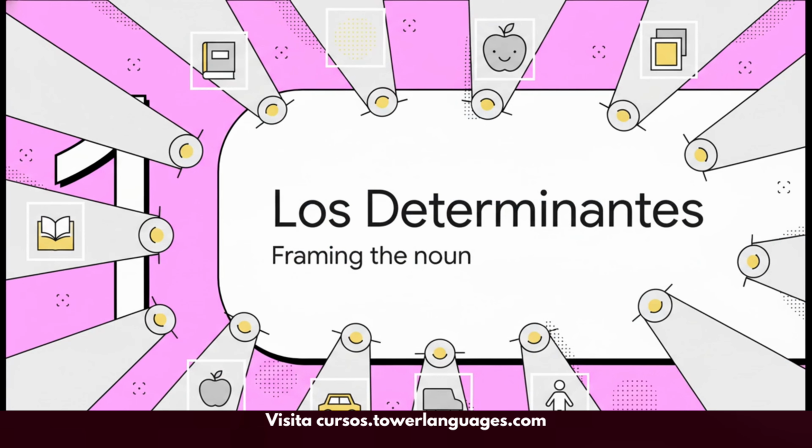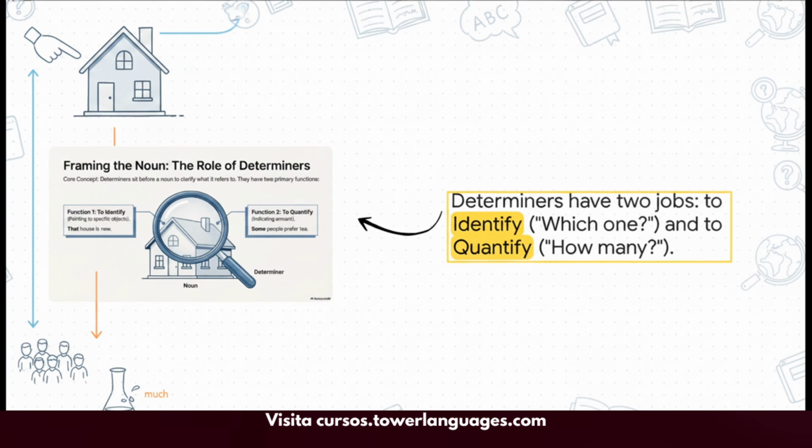Okay, let's grab our first tool from the kit, determiners. The best way to think about these is as little spotlights for nouns. They frame them, they give them context, and they provide the clarity your students need to know exactly what you're talking about. So, the crucial point here is that determiners basically have 2 main jobs, and you can totally teach them this way. They answer 2 simple questions. Which one, like in that house, that's identifying, and how many, like in some people, that's quantifying.